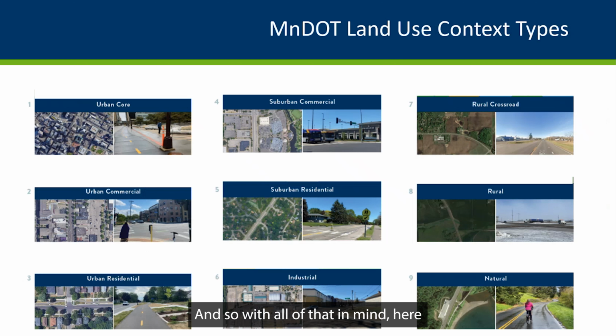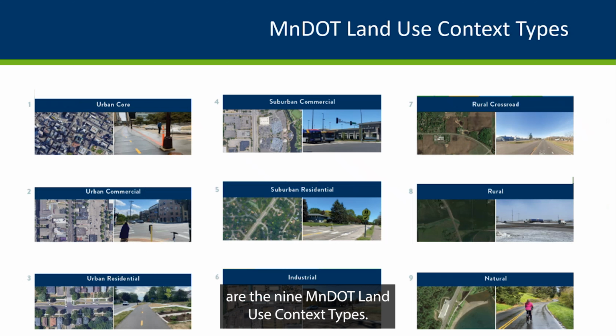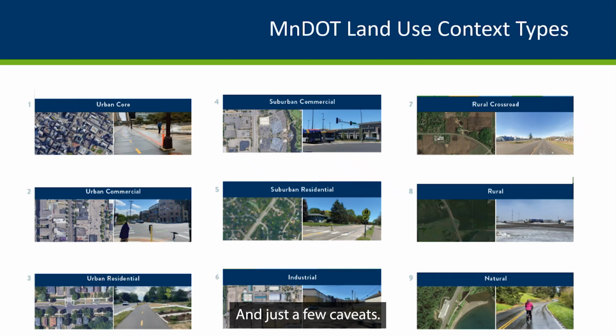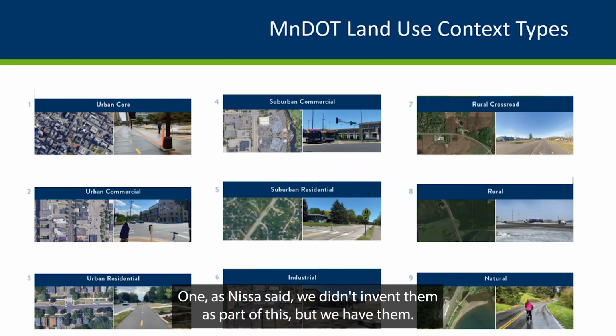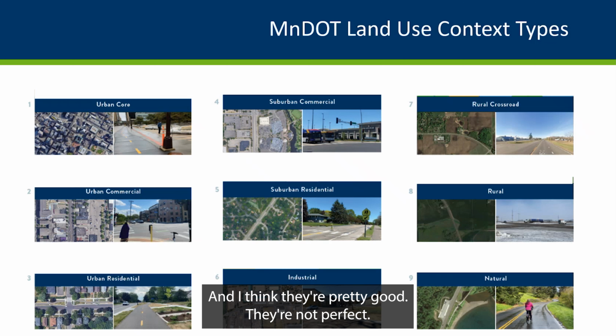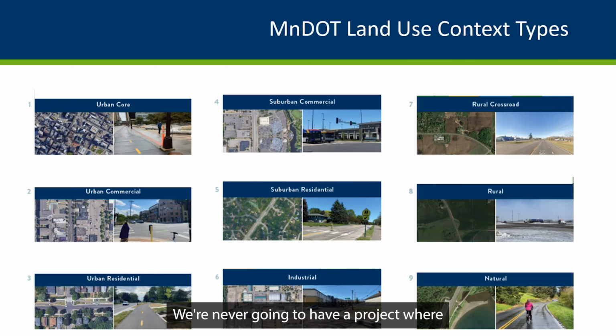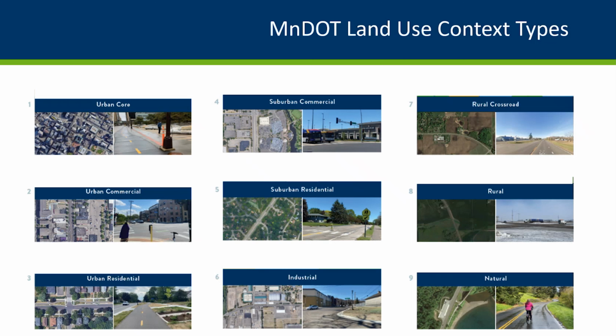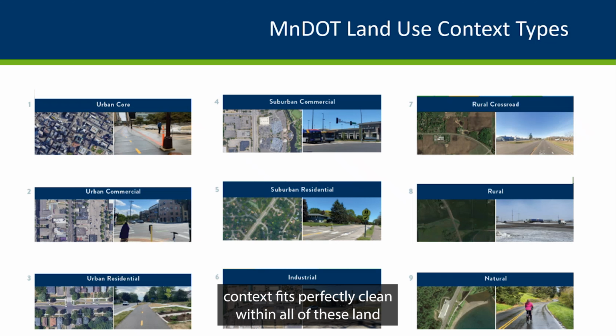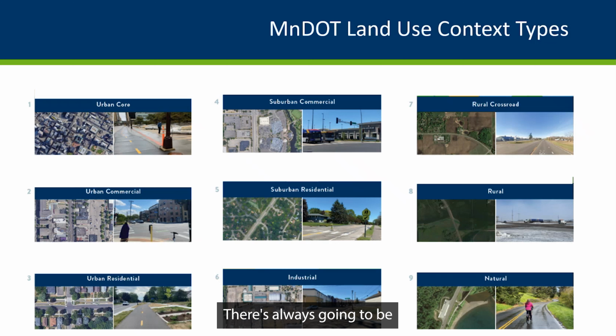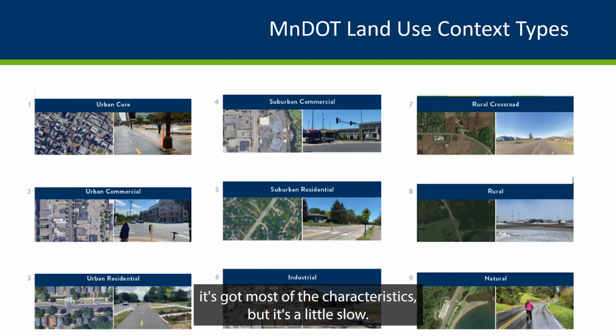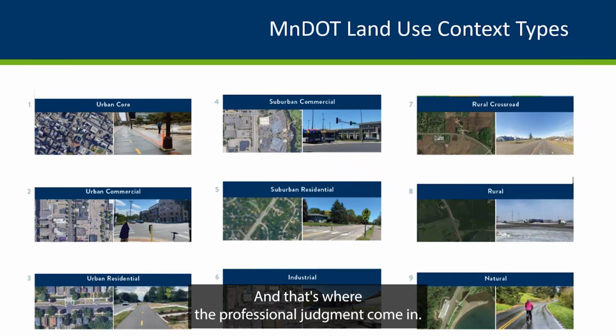And so with all of that in mind, here are the 9 MnDOT land use context types, and just a few caveats. One, as Nissa said, we didn't invent them as part of this, but we have them, and I think they're pretty good. They're not perfect. We're never going to have a project where your context fits perfectly cleanly within all of these land use context types, right? There's always going to be flexibility. There's always going to be, well, it has most of the characteristics, but it's a little off, and that's where professional judgment comes in. We have to do the work.